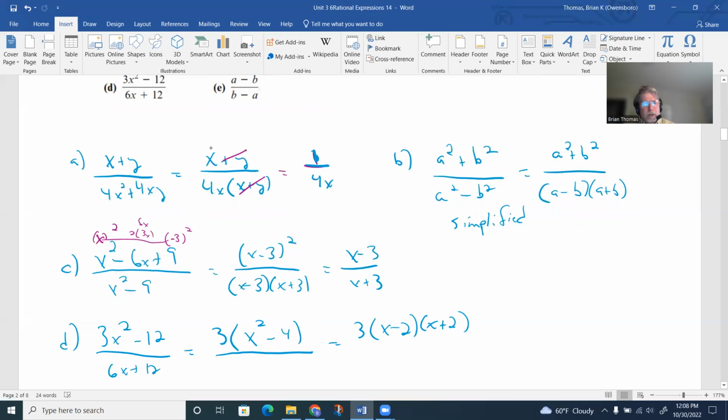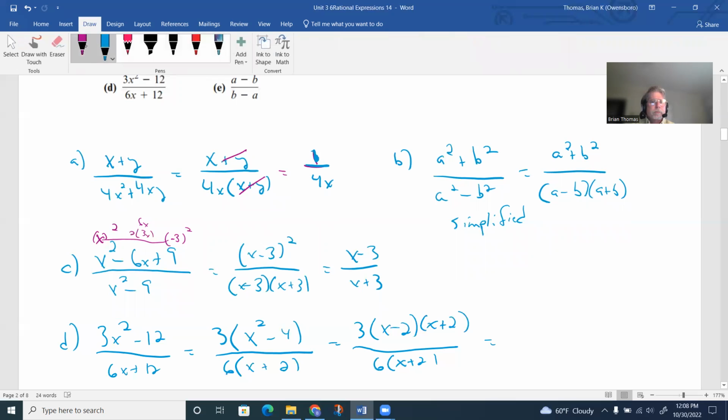On the bottom, the 6x and the 12 have a common factor of 6 in them. So I pull the 6 out, or in other words, I divide it out. That's going to leave me an x, and 12 divided by 6 would actually be a 2. So that would be the factored form of the denominator. So if we look at this, I have 6 times x plus 2 there. So if we simplify this, notice that the 3 and the 6 are like factors. I can divide out a 3 and leave a 2 on the bottom. And the x plus 2's will divide out. So as far as the remaining factors, we see an x minus 2 left in the numerator and a 2 is left in the denominator. And that would be considered simplified.